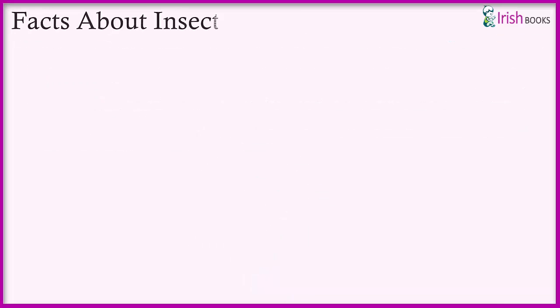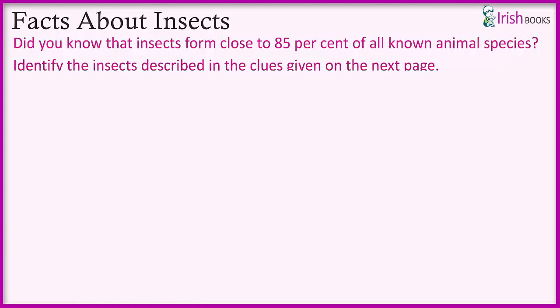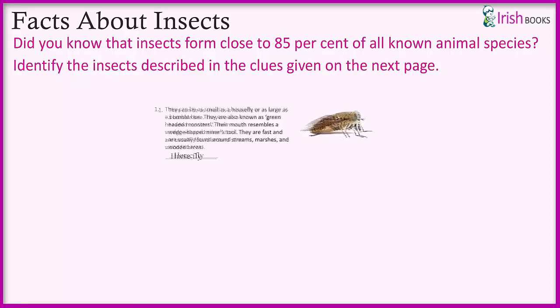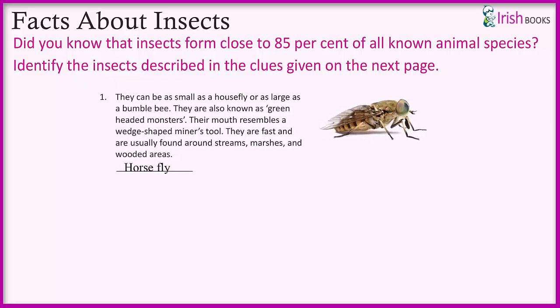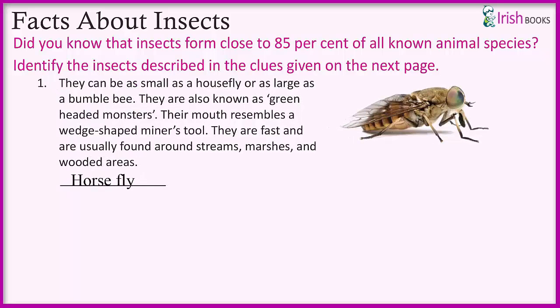Facts about insects. Did you know that insects form close to 85% of all known animal species? Identify the insects described in the clues given on the next page. 1. They can be as small as a housefly or as large as a bumblebee. They are also known as green-headed monsters. Their mouth resembles a wedge-shaped miner's tool. They are fast and are usually found around streams, marshes, and wooded areas.